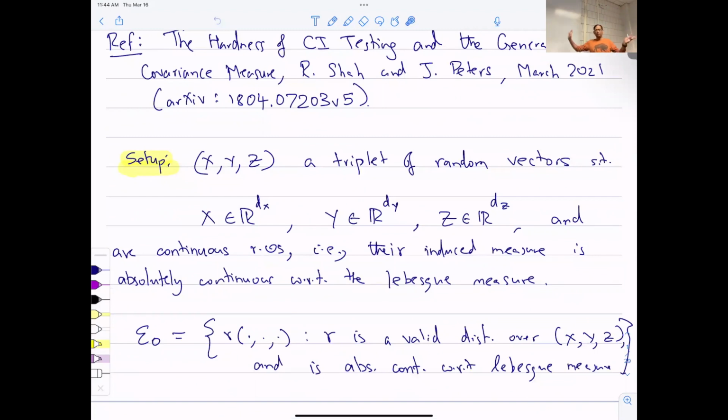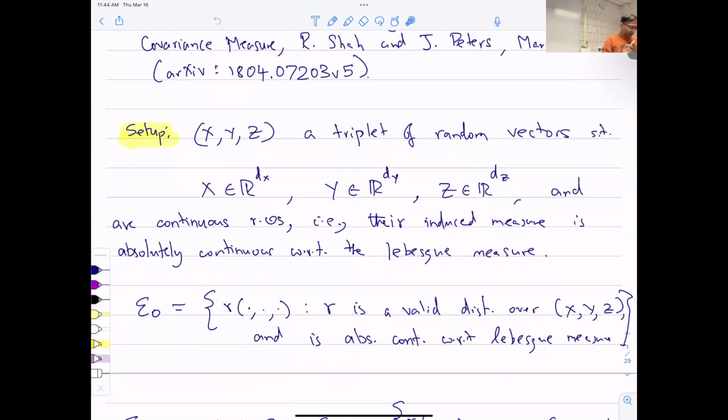So the problem is, are X and Y conditionally independent given Z? Is this easy or hard? This question has not been cleanly answered, I think, until this paper. And what easy or hard means, I also haven't described. So let's get to that.